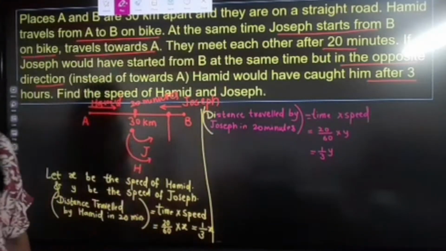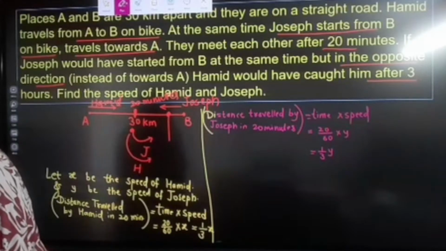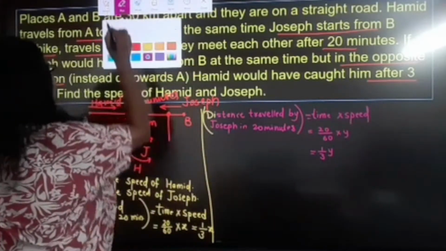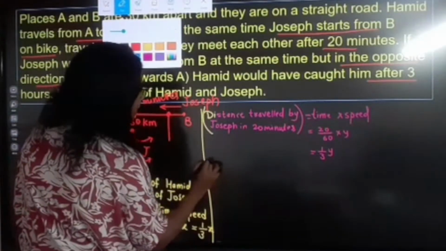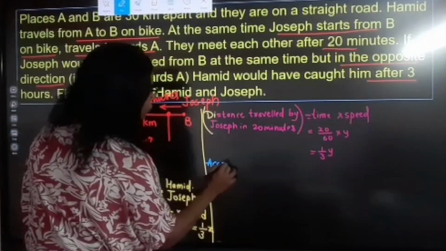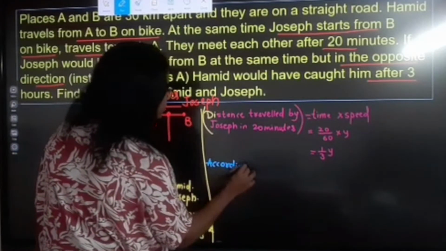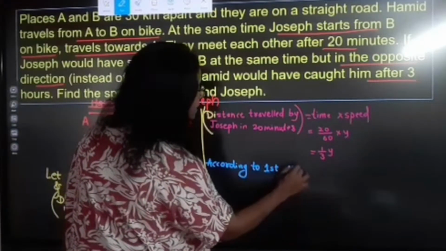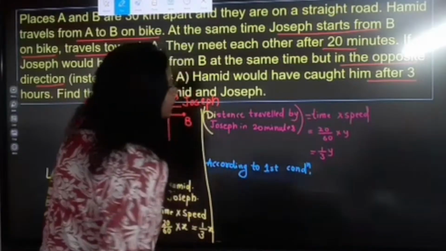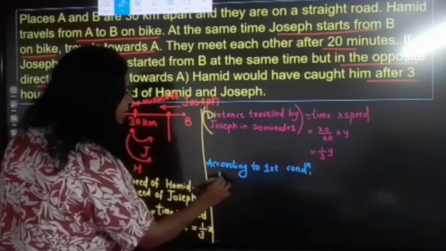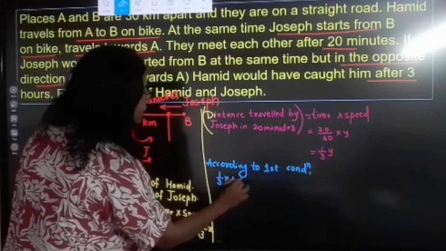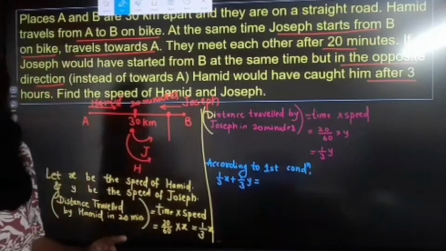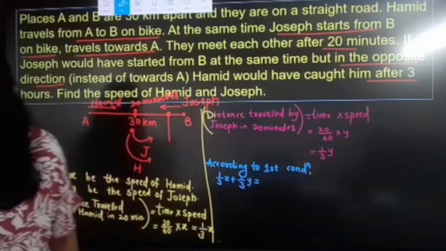Okay students, that means according to the first condition, here 1 upon 3x plus 1 upon 3y, and the total distance is 30.